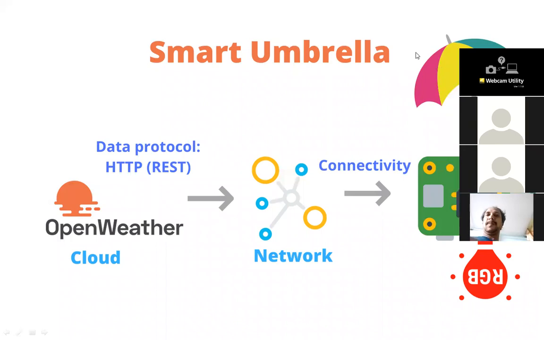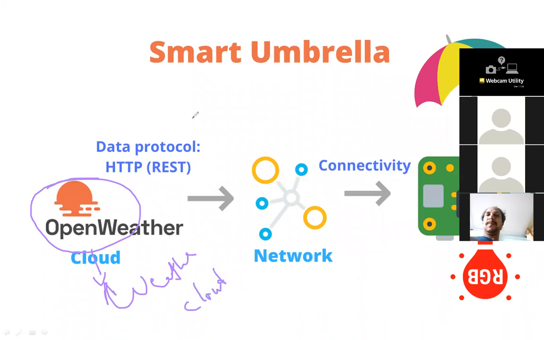All of you please see here. We are going to use OpenWeather here. This is the weather API cloud. Simply we can say weather cloud. This particular weather cloud collects data from more than 2 lakh cities all over the world.